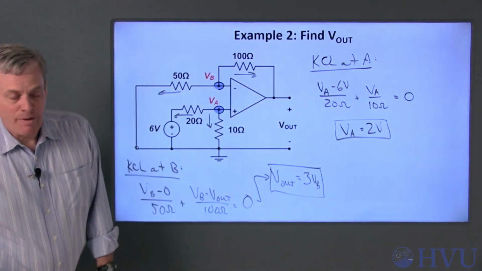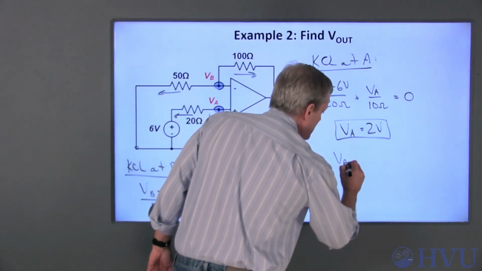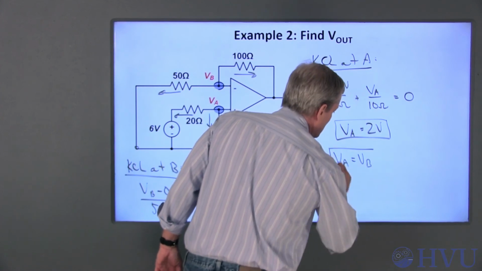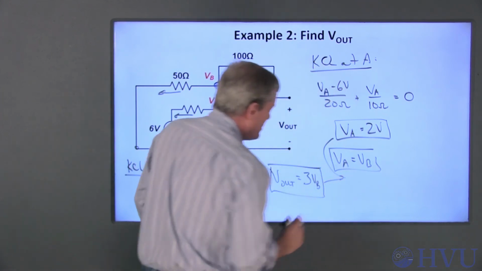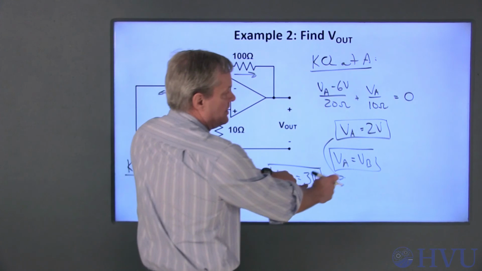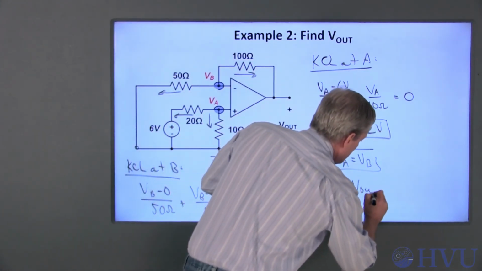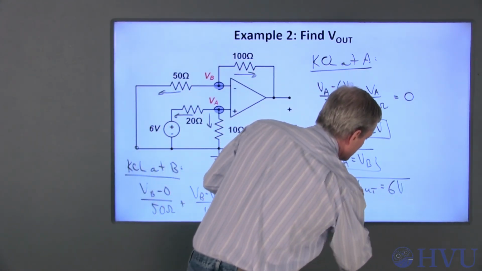Now I can invoke my op-amp rule that VA is equal to VB. If I equate these two here, V out is 3 VB, which is 3 times 2 volts, so V out is equal to 6 volts.